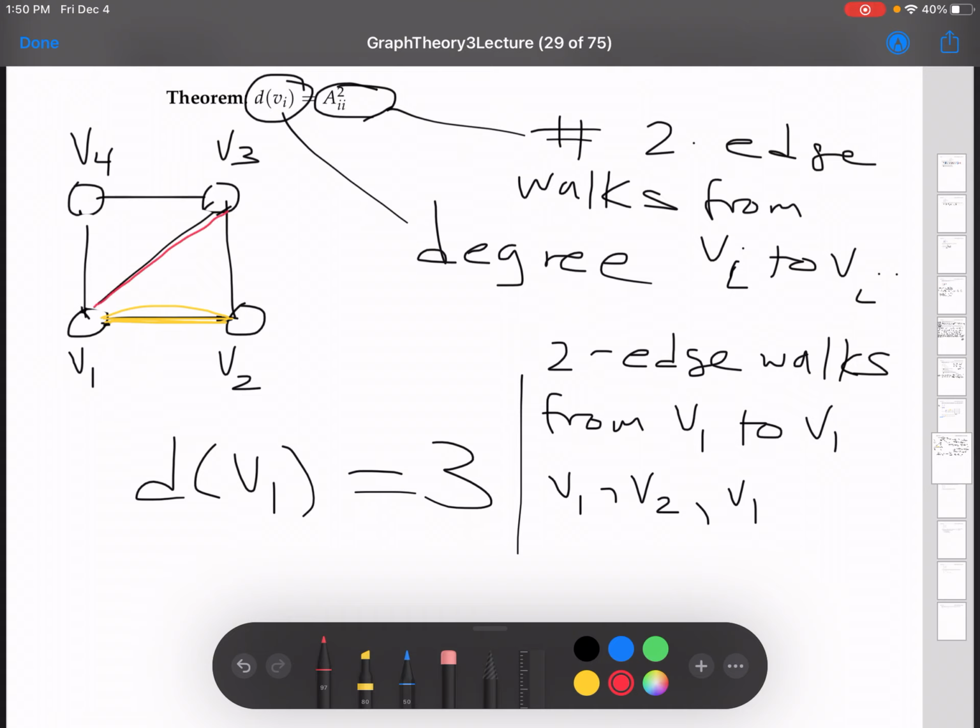Another two-edge walk would be V1, V3, V1. And another would be V1, V4, V1. And so you can see that there are, in fact, 3 two-edge walks from V1 to V1. So the number of two-edge walks from a vertex to itself just counts going out on an edge and coming back, and that's counting exactly the degree.